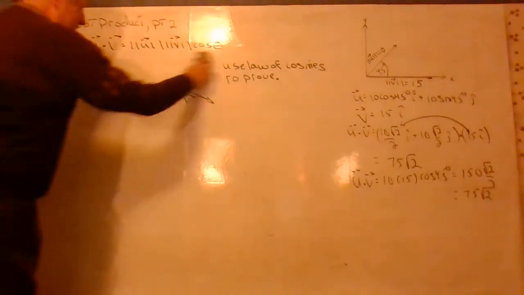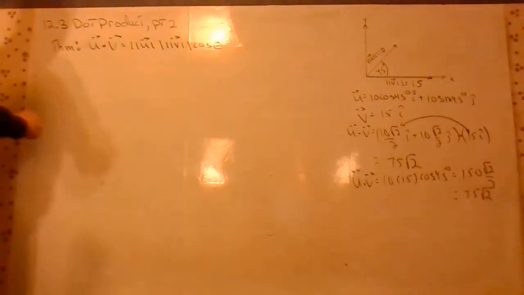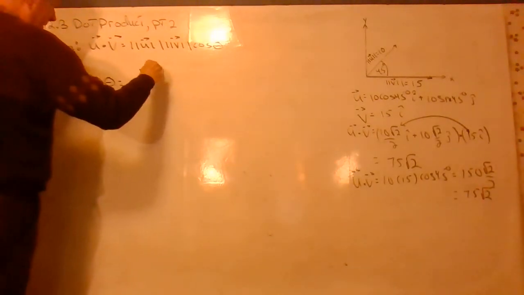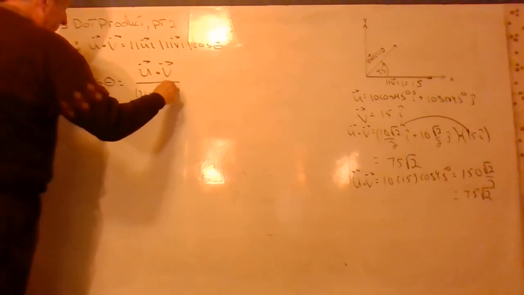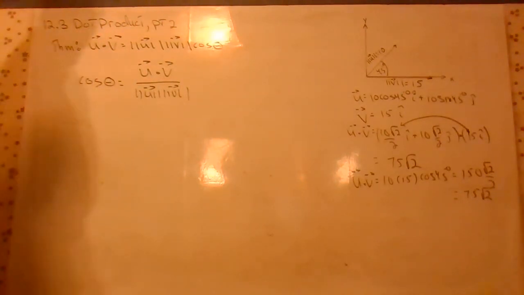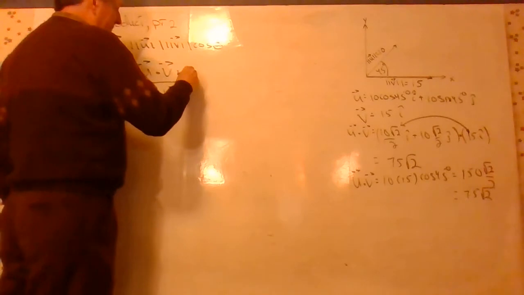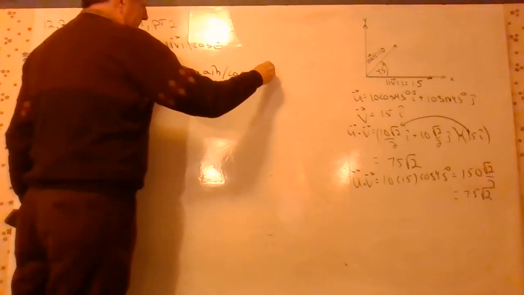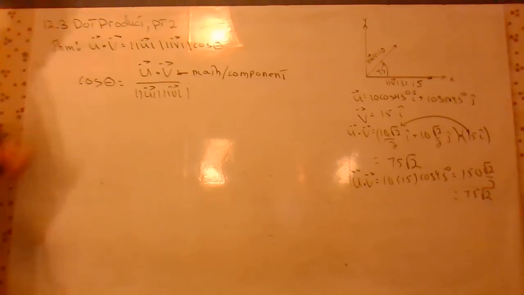Now, this theorem is fairly useful geometrically. You can solve for cosine, and we have cosine theta equals u dot v over magnitude u magnitude v. This gives us a way to find the angle between two vectors. It almost seems like circular reasoning, but what we do is use the component definition of the math here. This allows us to find the angle between two vectors.